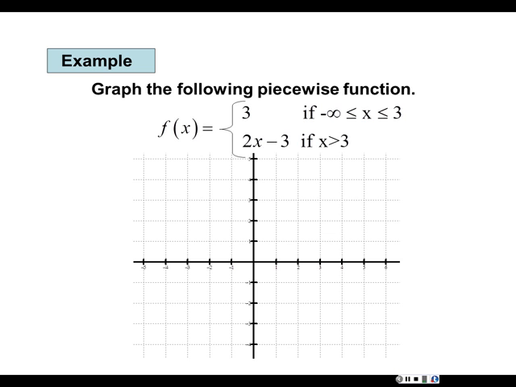Now let's say your x is 4. What will be your y, or f of x? It will be 2x minus 3, so 2 times 4 minus 3, which will be 5. So what will be the point? 4, 5. X is 4, y is 5. So the next point is going to be 4, 5.